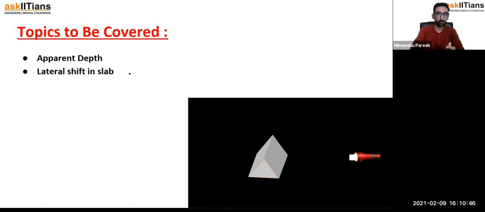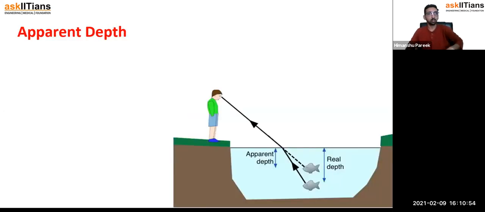Let us first begin with the apparent depth concept, and then we'll talk about the lateral shift in a slab. So what is apparent depth? Suppose he is the observer standing here, and this is the object. This is called the real depth, the actual depth from the surface, the boundary. So this is the real depth. We can write it as some value d.